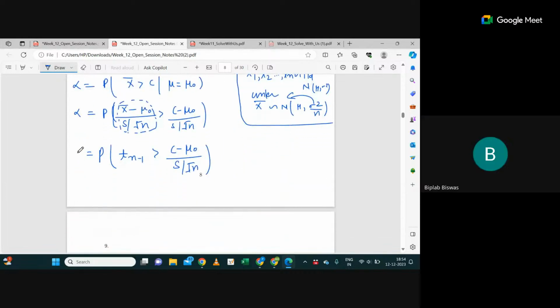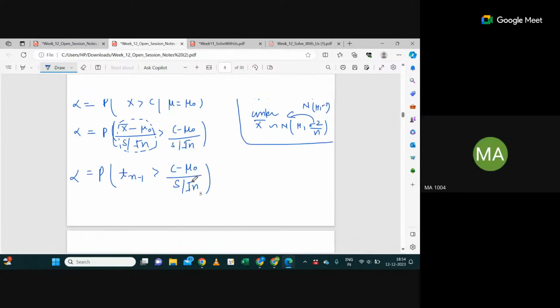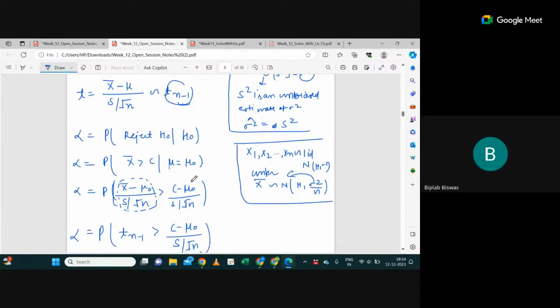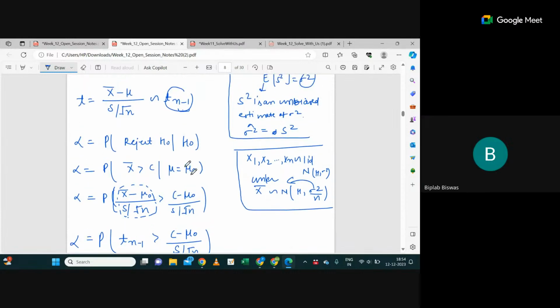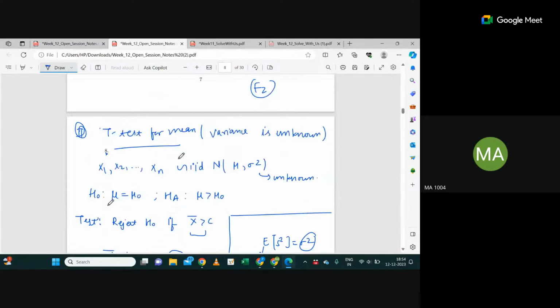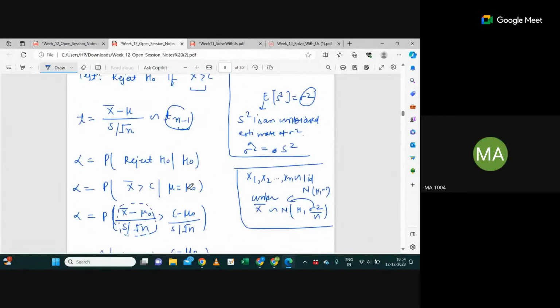Let's focus on the second line, I'm missing something simple. You are saying reject H naught given H naught is true, correct. In the below line, why are you saying mu is equal to mu naught? Because H naught is defined like this. H naught is true, that means I have to use mu is equal to mu naught.